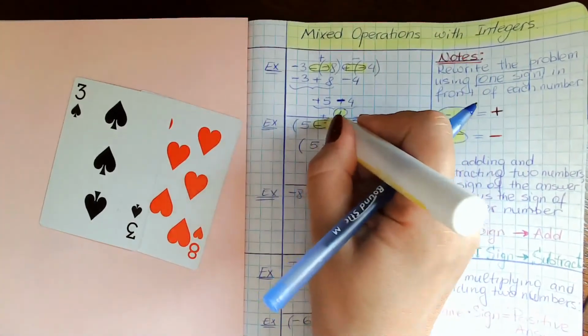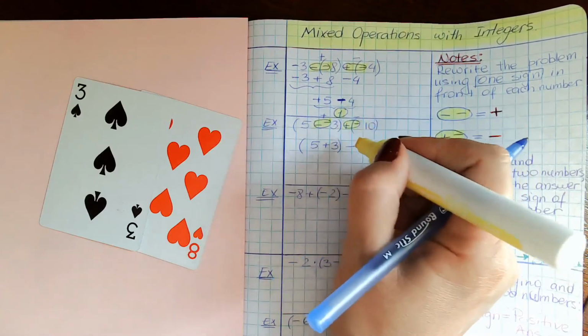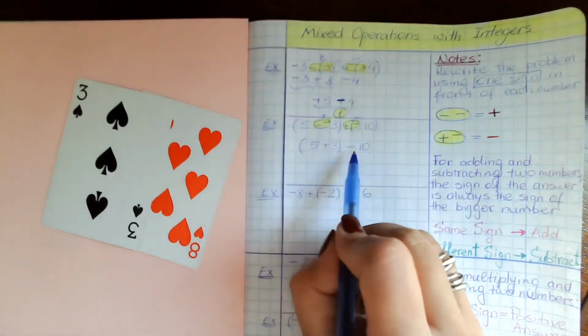So double sign of the same kind is replaced with plus. Double sign of different kind is replaced with minus. That looks a lot better.